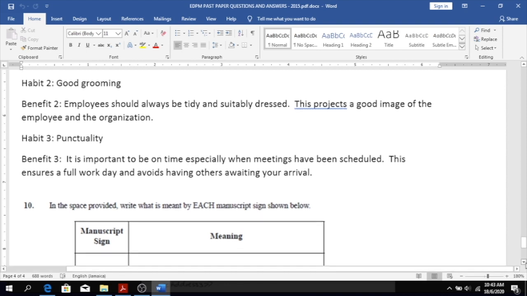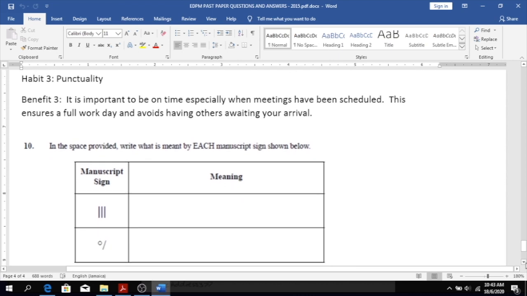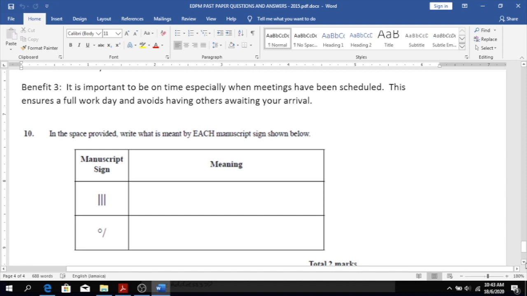Good. Number 10: In the space provided, write what is meant by each manuscript sign shown below. When you see the three straight lines, what does it mean? Align. Usually it is to align to the left, right? Yeah. Most times.